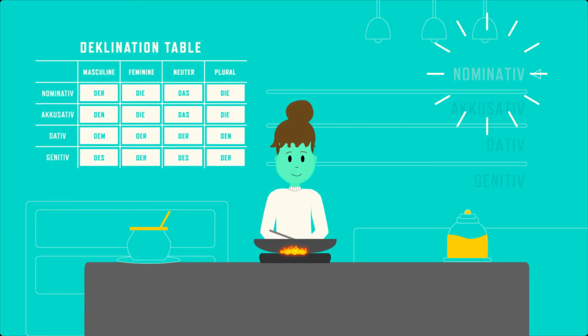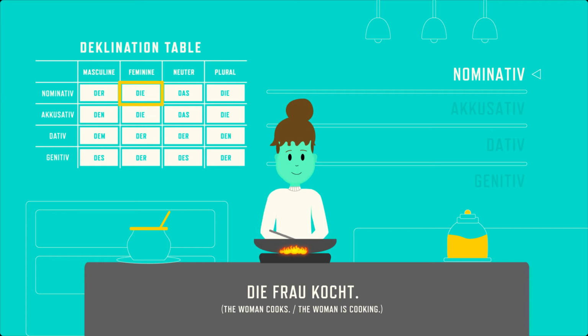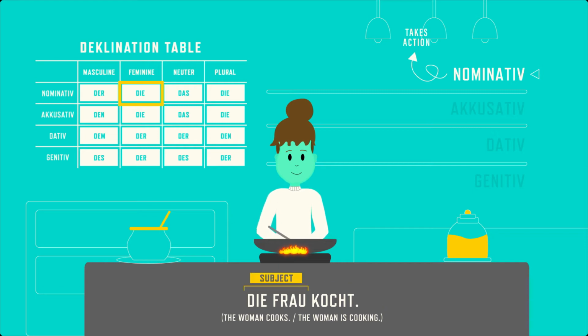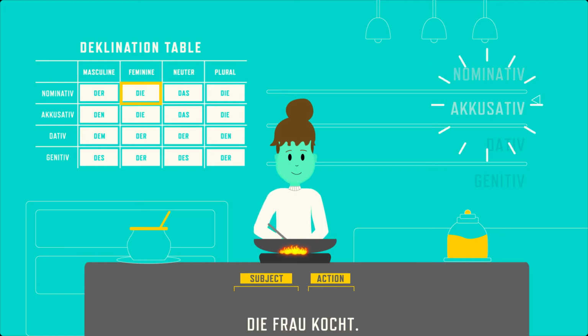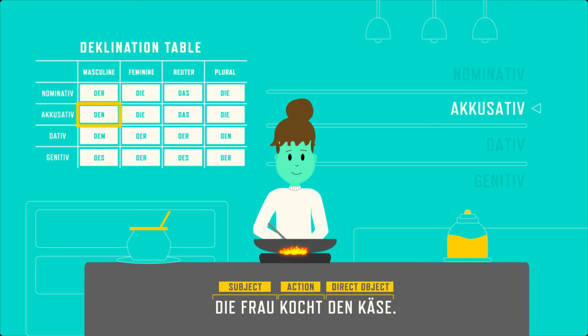Now we are gonna try to apply what we have just learned from this table in some examples. Nominative. It focuses on the subject who takes the action. Zum Beispiel, die Frau kocht. The woman cooks. The subject is the woman who takes an action, which is cooking. Accusative. It focuses on the direct object, which is affected by the action. Zum Beispiel, die Frau kocht den Käse. Originally, it should be der Käse. Because it is written in accusative form, der has to be declined to den.